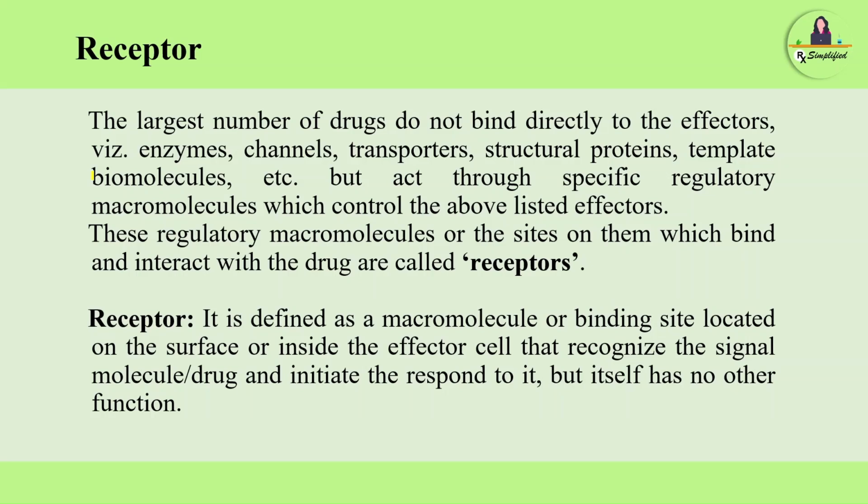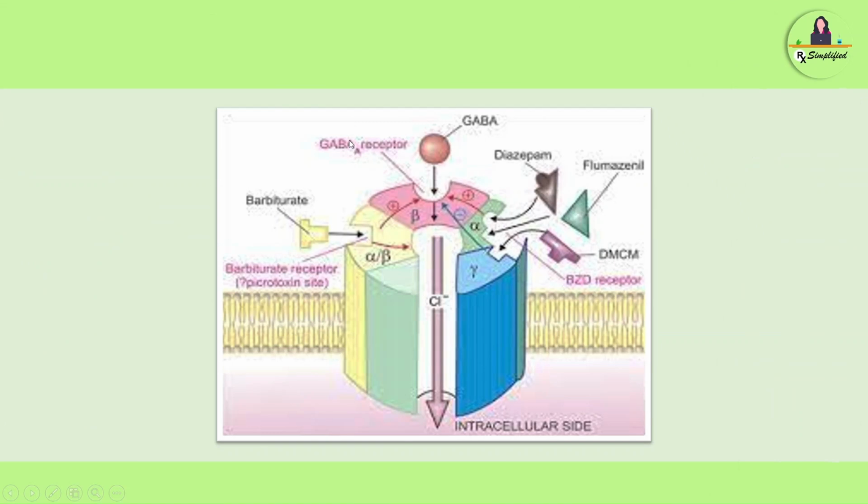Receptor is defined as a macromolecule or binding site located on the surface or inside the effector cell that recognizes the signal molecule or drug and initiates the response to it, but itself has no other function. This is an example of a receptor. This is the GABA receptor. This is the cell membrane. The receptor is located in the transmembrane. So what is transmembrane? It means half portion of the receptor is present inside the cell and the other half portion is present outside the cell. After that, these receptors have different binding sites depending on the biological molecule or intracellular biomolecules or different types of drugs.